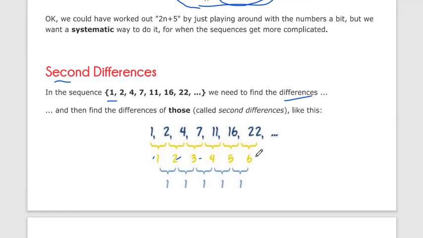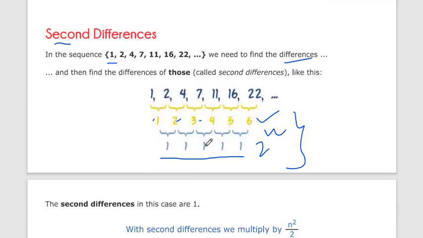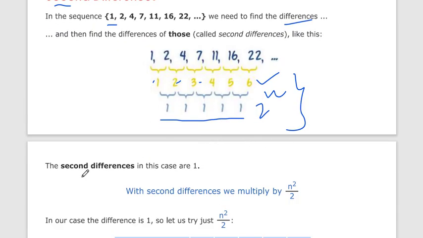Okay, but here we do not have the same difference, so we have to do a second difference. This is the second difference, and after the second difference we get the same value. So sometimes, for different types of sequence, you have to do second differences also. The second difference in this case is 1.